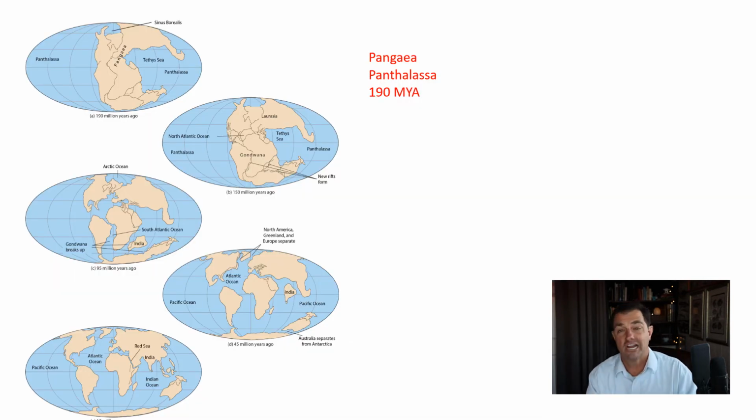So 190 million years ago, all the continents, it turns out, were connected into one big supercontinent we call Pangaea, and at that time there was also one big giant ocean called the Panthalassa Ocean. The Panthalassa Ocean covered the entire Earth, and there was just one big giant super ocean at that time.